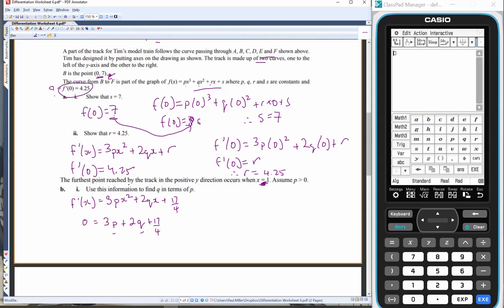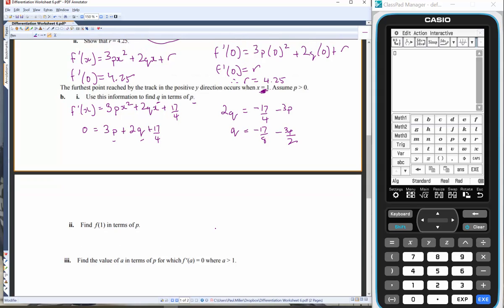So p and q. Sometimes I don't actually know where this question's going before doing it. I just try it out and see what happens. And actually p and q have come out as the only two unknowns, and we need to use the information to find q in terms of p. So this is good. All right, so we're going to say that 2q is equal to negative 17 on 4, take 3p. q is equal to negative 17 on 8, take away 3p on 2. I've divided both sides by 2 there.